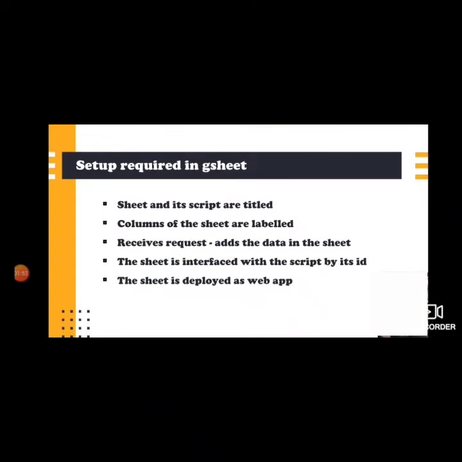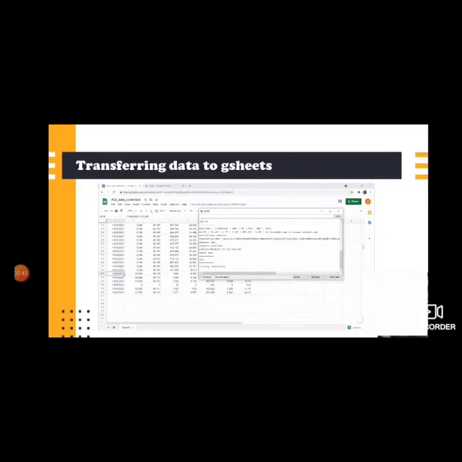Setup required in G Sheet: the sheet and its script are given a name. The columns in the sheet are also labeled appropriately. The script is programmed such that it receives the request sent by hardware and adds the data to the corresponding columns. It is interfaced with the sheet with the help of the sheet's ID. Later, it is deployed as a web app. This allows the sheet to get updated with just a URL. The connection is closed after sending each set of values.